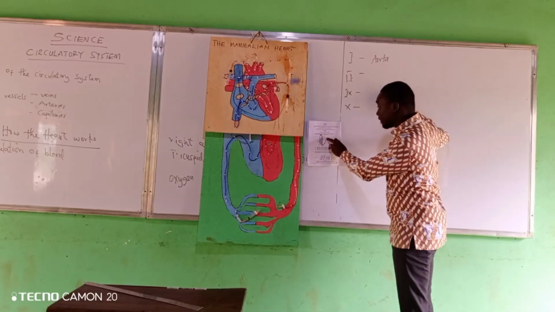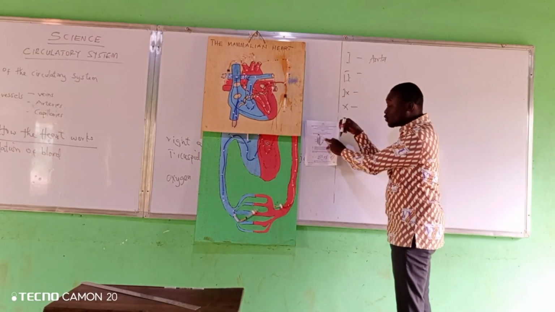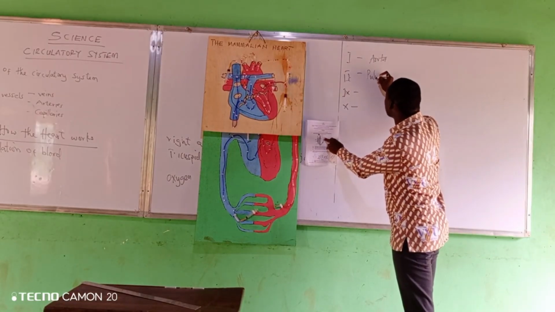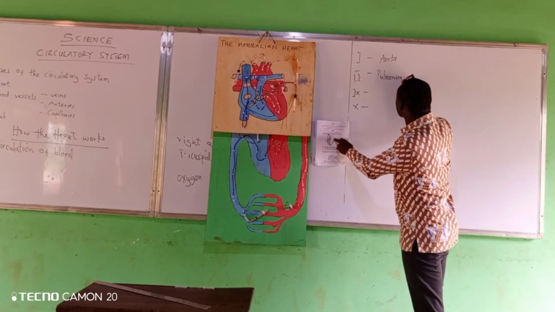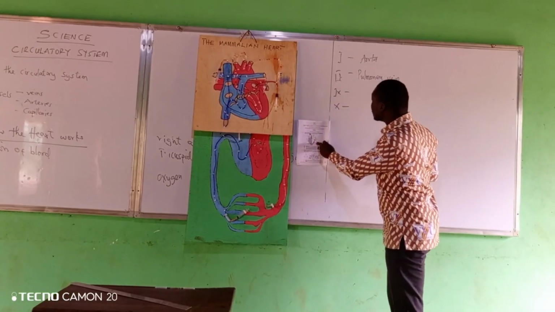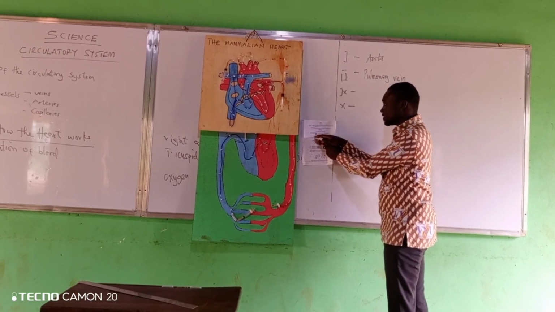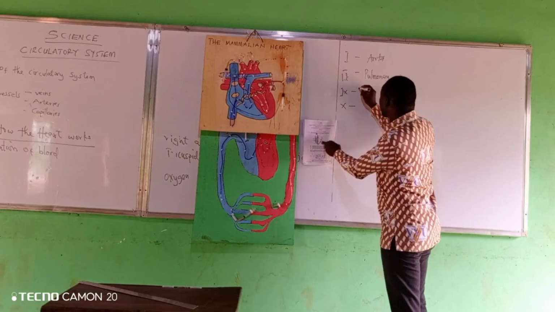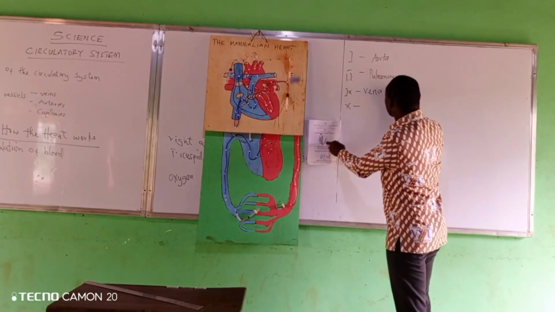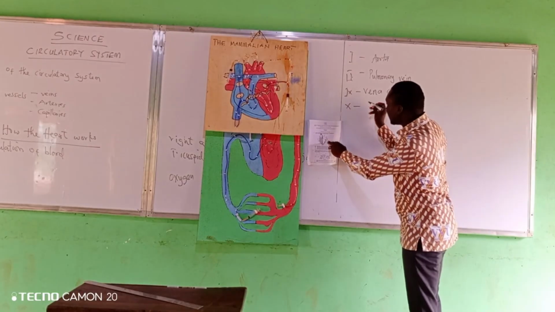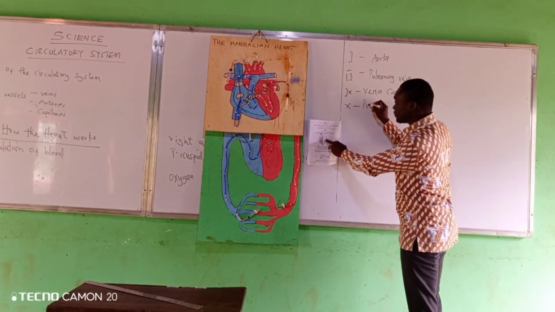I carries blood from the lungs to the heart. Pulmonary. Then IX. Oh, fine. Good. That's it. That's the IX. Correct. X. The X becomes the pulmonary artery.